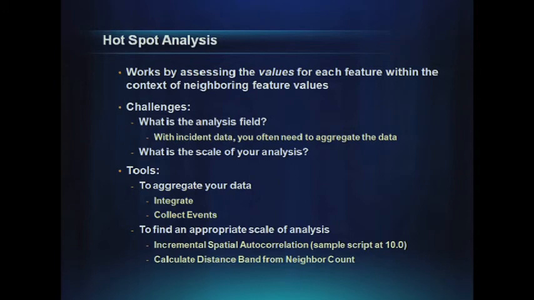So I know we went over this in the workshop, but just to remind you, the way that the hotspot analysis tool works is it looks at each feature within the context of neighboring features, and it's looking for statistically significant clusters of high values, or hotspots, and statistically significant clusters of low values, or cold spots. And it computes a z-score and a p-value for every single feature that tells you if that clustering that it's found is statistically significant or not.